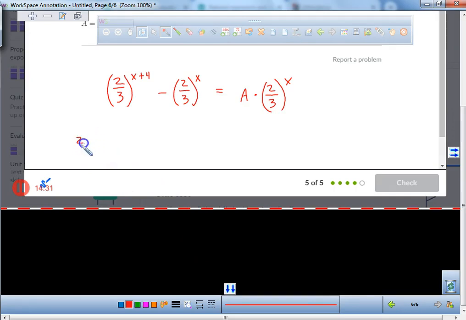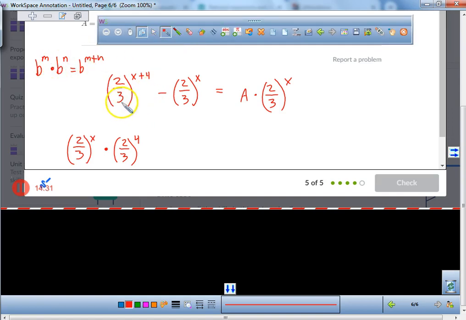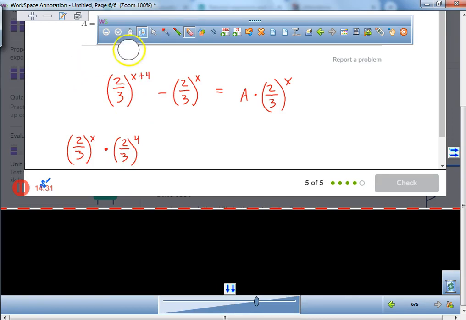All right, we're going to take 2/3. We're going to raise it to the power of x. We're going to multiply it by 2/3 raised to the power of 4. So using the product property, which states this, if you have the same base and you multiply these together, what are you allowed to do with the exponents? You're allowed to simply add them together. So when you're allowed to add them together, you can also break them back apart. And that's what we did here. We broke this apart into this and this.